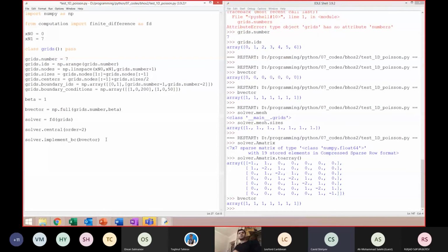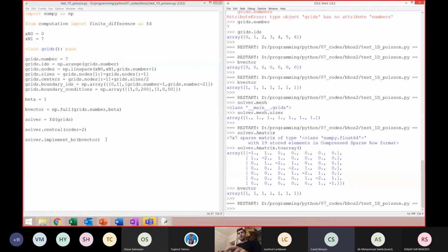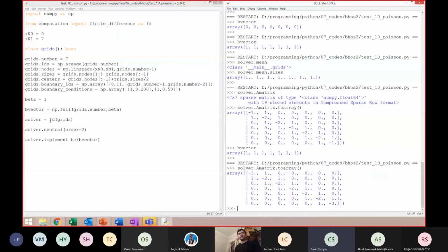Now, if I run this script, we can check the solver A matrix to array. If you see, the first entry is changed. Previously it was -1, now it's -3 because we have implemented the Robin boundary condition. There are no changes on any other value except the last entry. So the first and last entries are modified because of the Robin boundary conditions that we are implementing. The same thing for the right-hand side. Previously it was -1, now it's -3. Now, let's check the b vector.